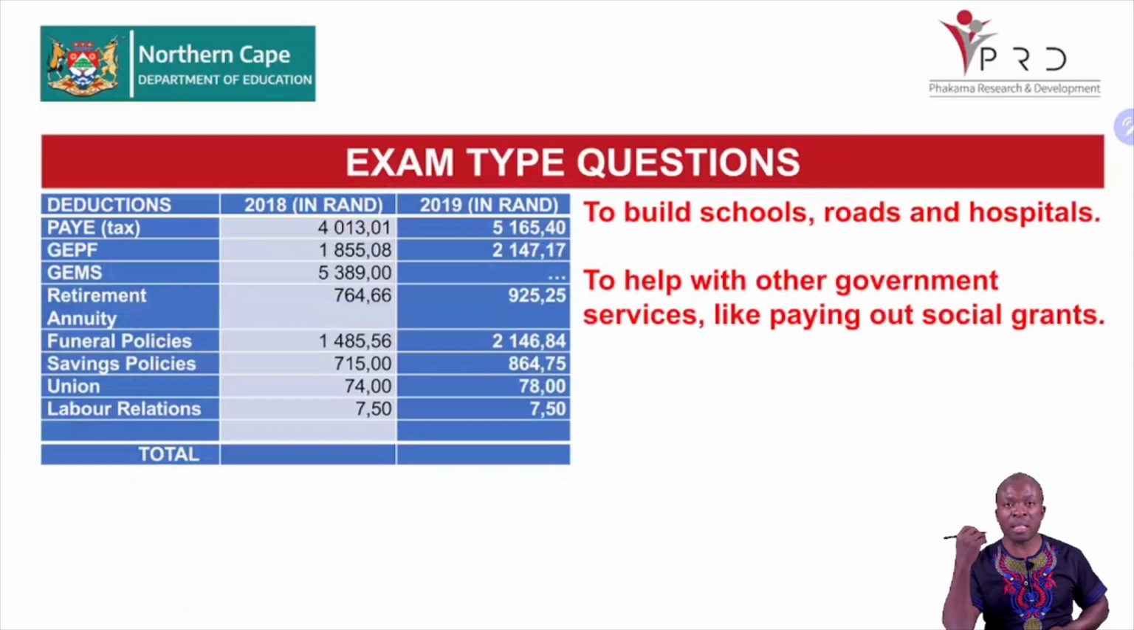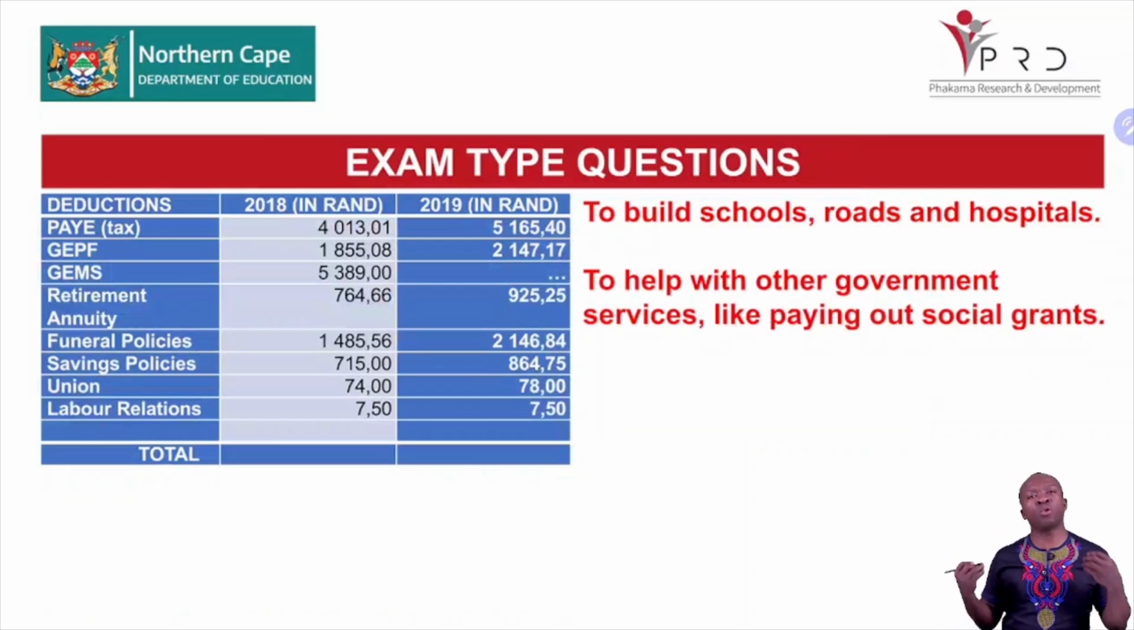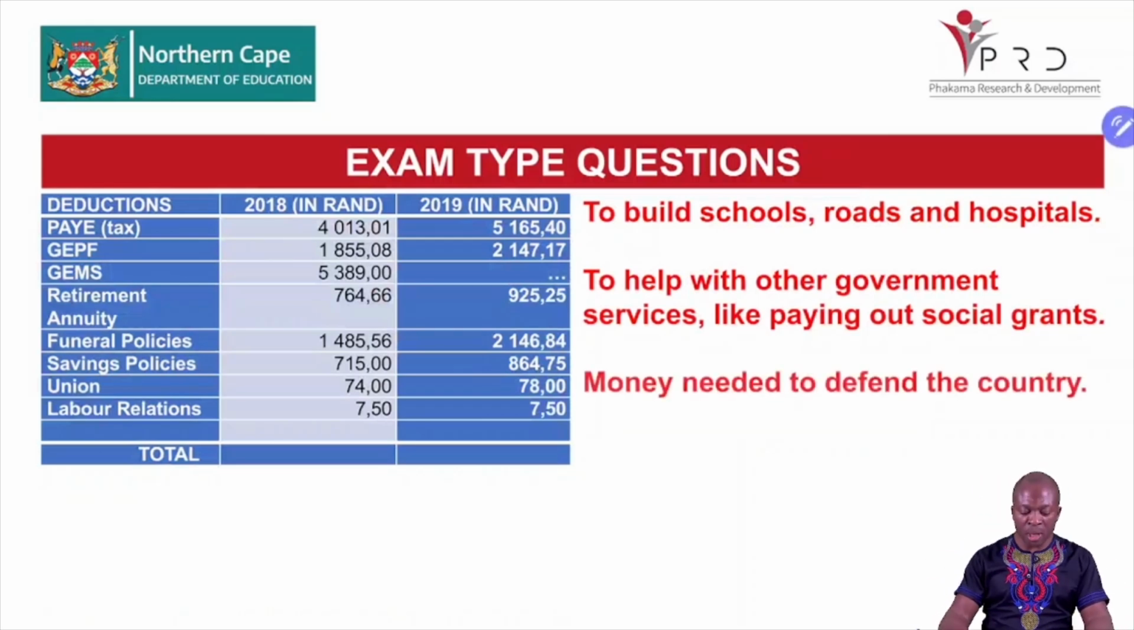I've given another explanation. To help with other government services like paying our social grants. Some of our people in communities are not that fortunate to be working. They need support. So they rely on social grants. Where does the money come from? It has to come from somewhere. So through our taxes, we try to help.